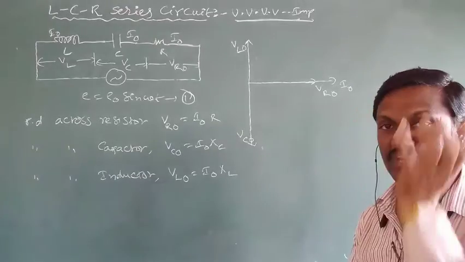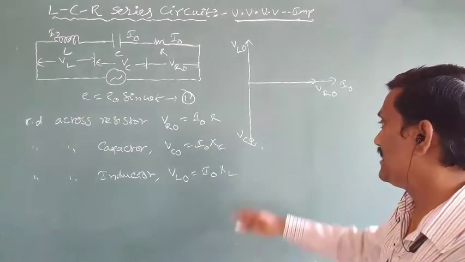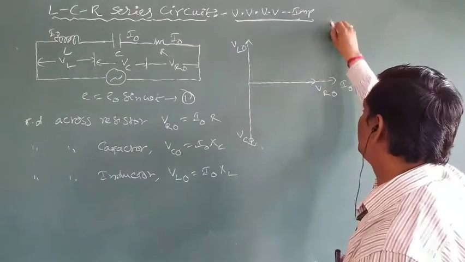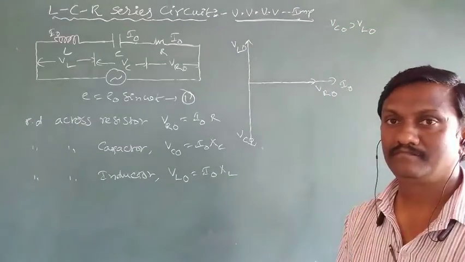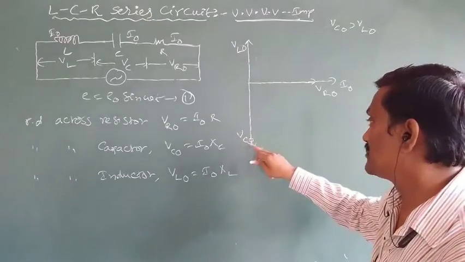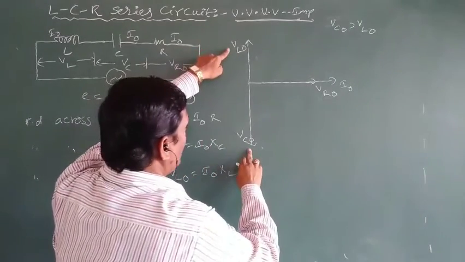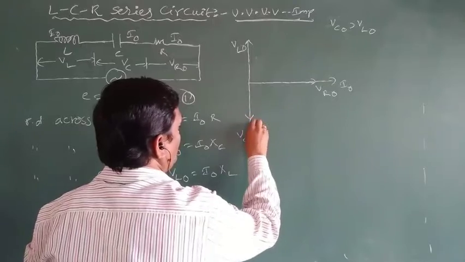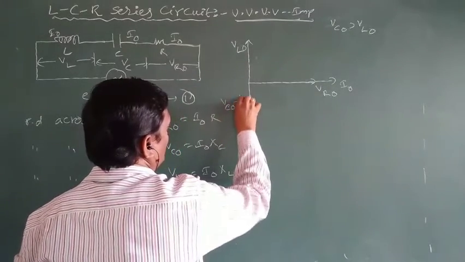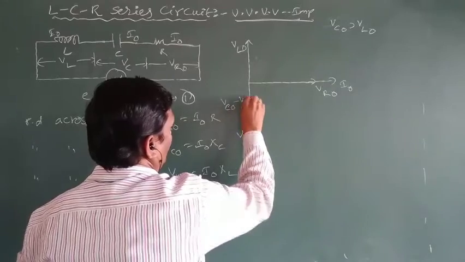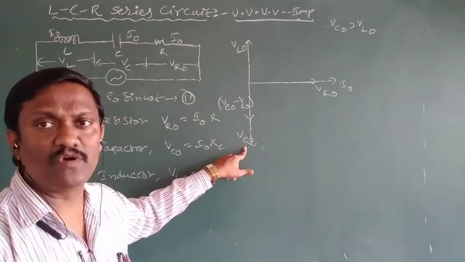If the bigger value is A, it is A minus B; if the bigger value is B, it is B minus A. Similarly, assume that VCO is greater than VLO. Then the resultant of these two vectors in opposite directions is VCO minus VLO. The direction of VCO minus VLO is along the VCO direction because VCO is more.